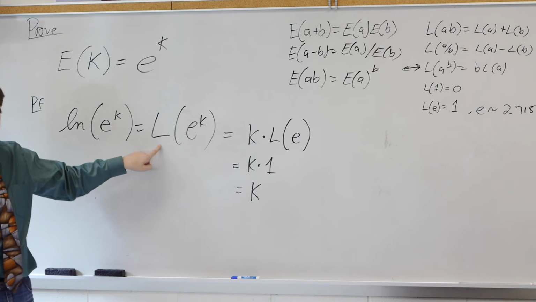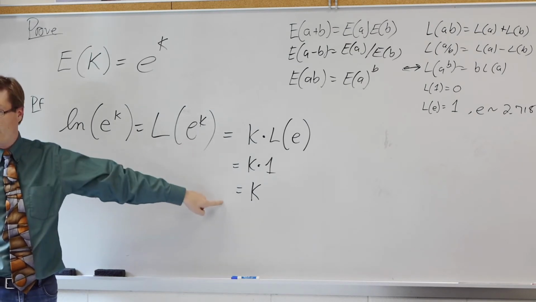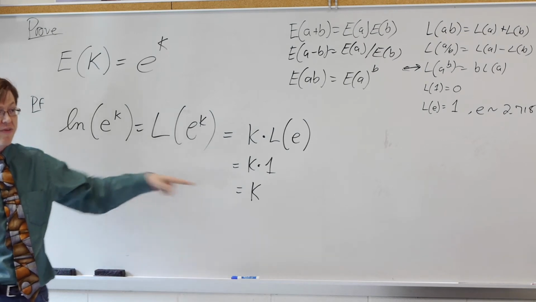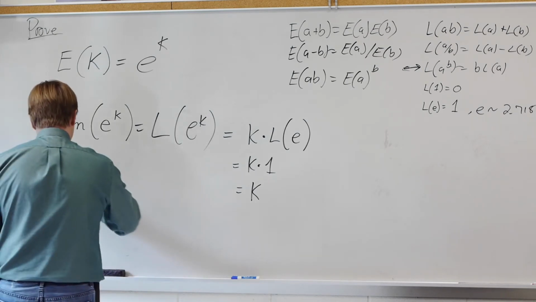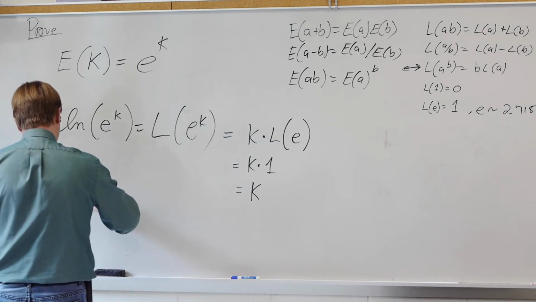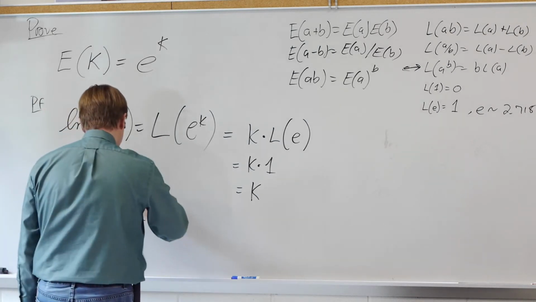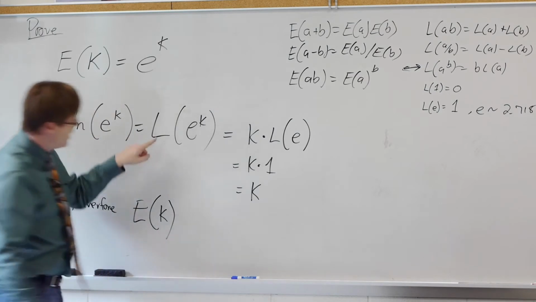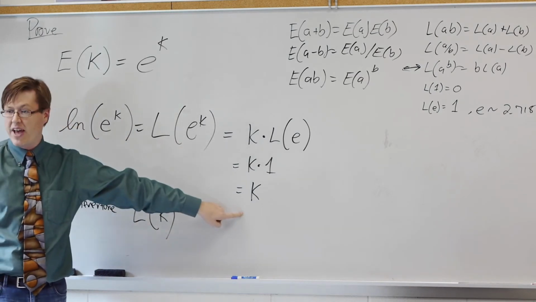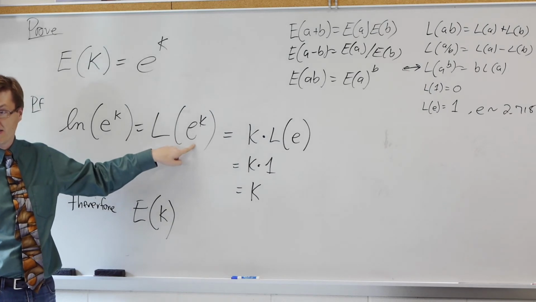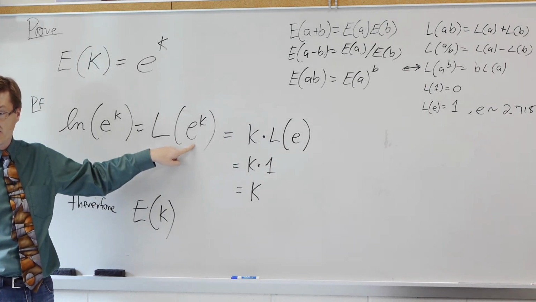So if L of e to the k is k, then doesn't my property of inverses say that, therefore, because I can just swap these, E of k, if L of e to the k is k, then what does E of k have to equal? Has to equal e to the k.